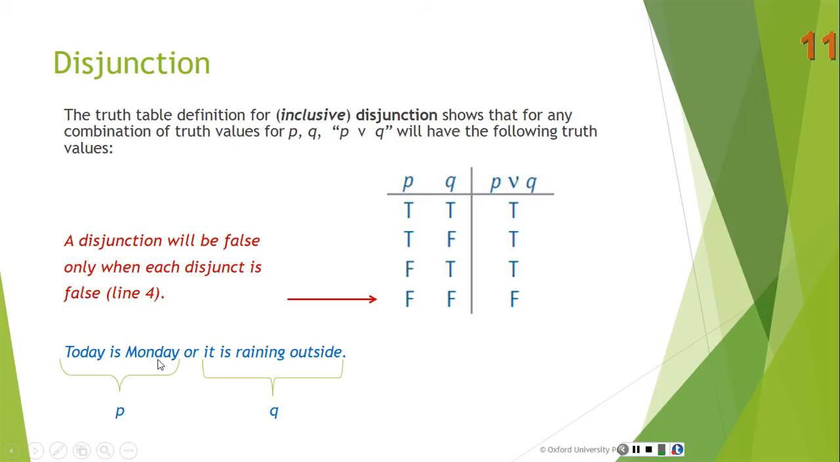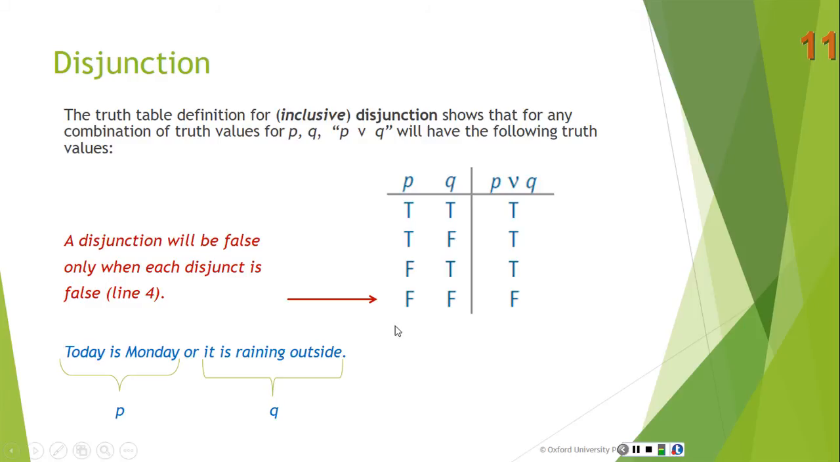Now, this means that the only time a disjunction is false is when each disjunct is false. Every other time it's true, so that's an easy way to remember it. The disjunction is false whenever both disjuncts are false, and it's true every other time.